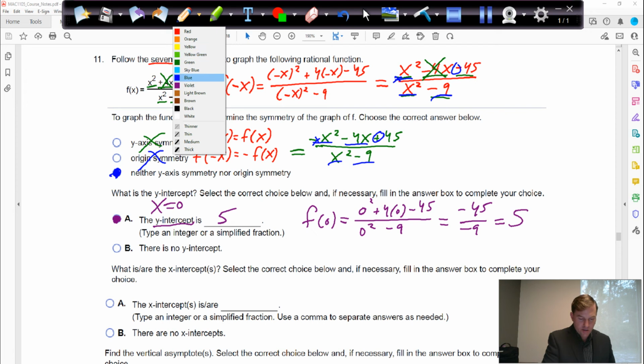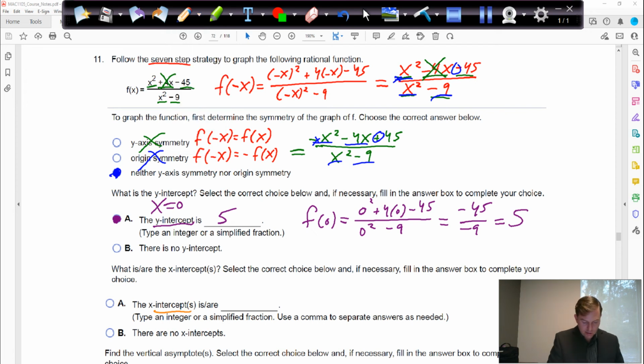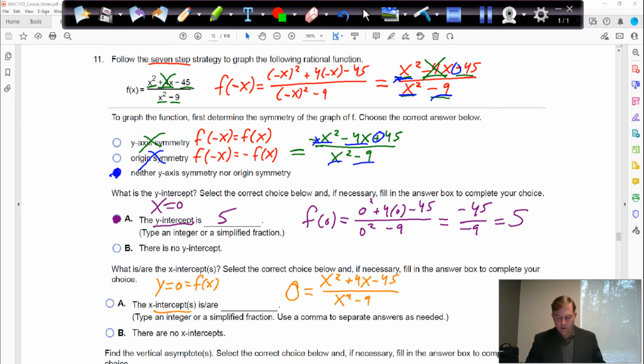X-intercepts. The x-intercepts occur when the function equals 0. So we set the entire function equal to 0. Now a fraction is only 0 when the numerator is 0, but let's actually show it the long way. What I'm going to do here to get rid of this fraction is multiply both sides by x squared minus 9.